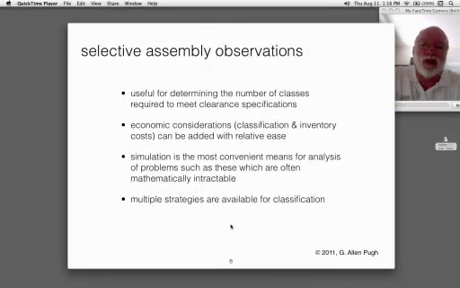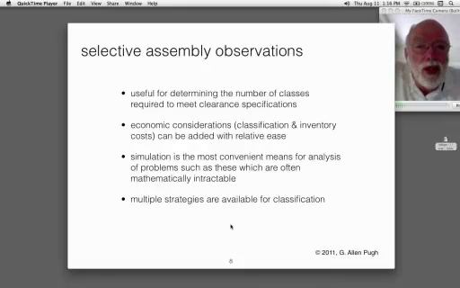Some observations from running this model. A simulation model is really useful for determining the number of classes required to meet clearance specifications. As a matter of fact, it's one of the better techniques. To do this in an analytical way requires some very substantial math and some somewhat dangerous assumptions about the distribution of part sizes. Most everyone would assume it's normal. In fact, that's what most of the work has been done. But in fact, it's oftentimes not quite as normal as one would hope.